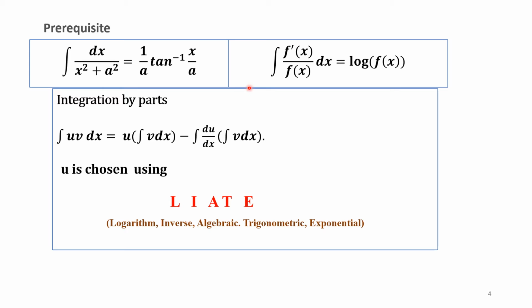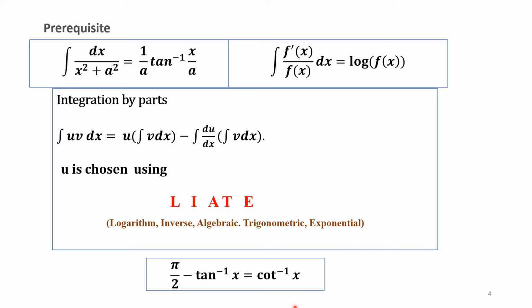Then we require the integration by parts formula. So the integration of uv dx will be u integral v minus integral of derivative of u integral v dx. So how do we choose u? We choose u using this LIATE, where L stands for the log function, I for the inverse, A for the algebraic, T for the trigonometric, and E for the exponential function. Also, we can have one more formula, pi by 2 minus tan inverse of x is equal to cot inverse of x.